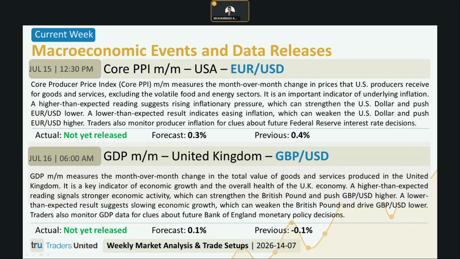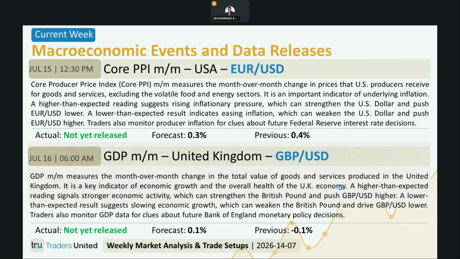The final key takeaway is the GDP traders will closely watch the UK GDP report for fresh clues about economic growth and future Bank of England policy. A stronger than expected reading could strengthen the British pound and push GBP USD higher. A weaker reading could weaken the British pound and send GBP USD to the downside.